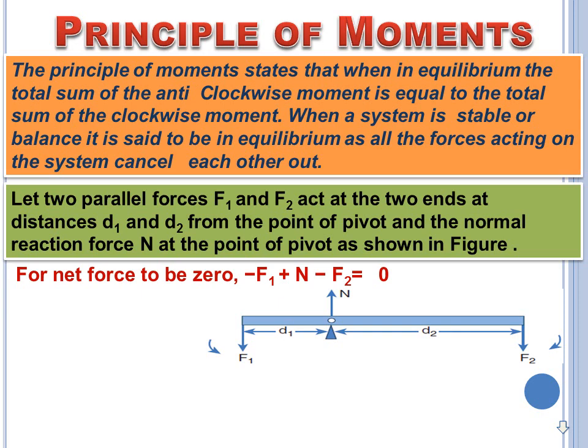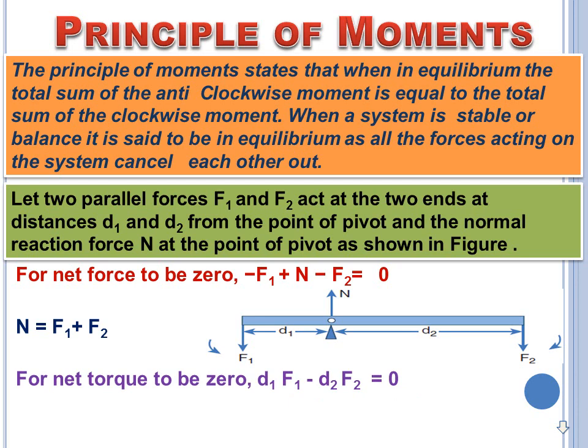See, if the rod has to remain stationary in horizontal position, it should be in translational and rotational equilibrium. Then both the net force and the net torque must be 0. Therefore, for the net force to be 0, minus F1 plus N minus F2 is equal to 0, and N is equal to F1 plus F2. For net torque to be 0, d1 F1 minus d2 F2 is equal to 0, and d1 F1 is equal to d2 F2.